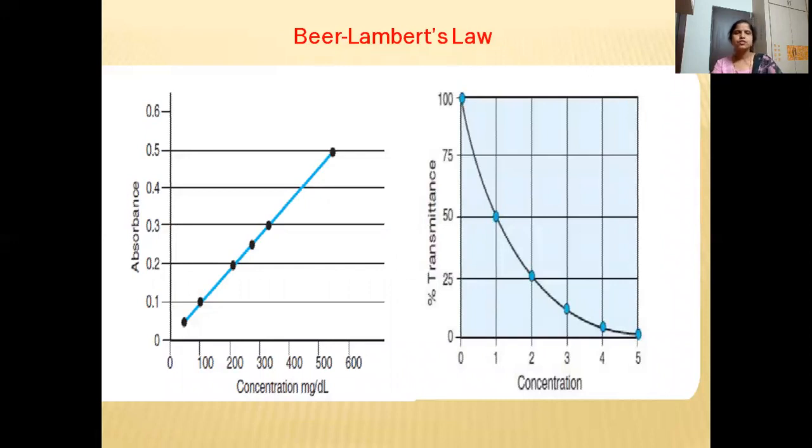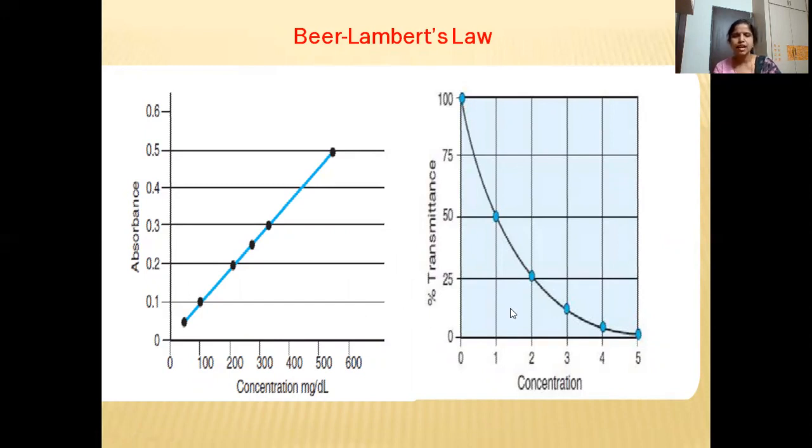According to Beer's law, when we draw a graph by taking concentration on the x-axis and absorbance on the y-axis, we have to get a straight line like this, a straight line which passes through the origin. When we get a straight line passing through the origin, then we can say that it is satisfying the Beer-Lambert law.